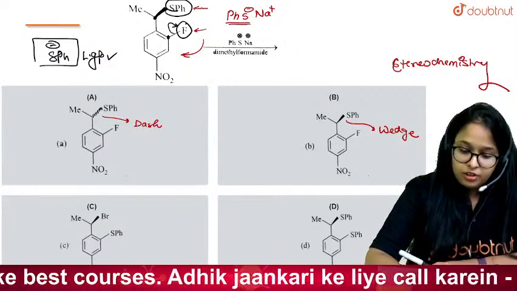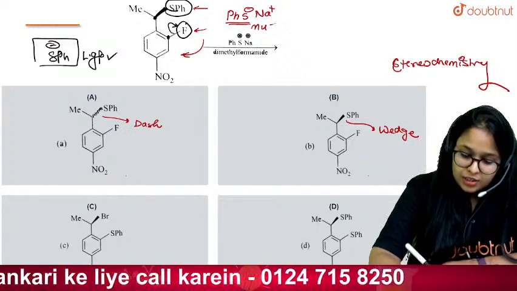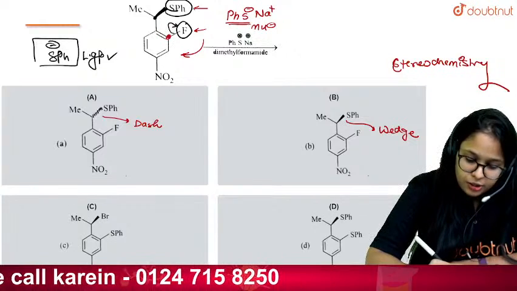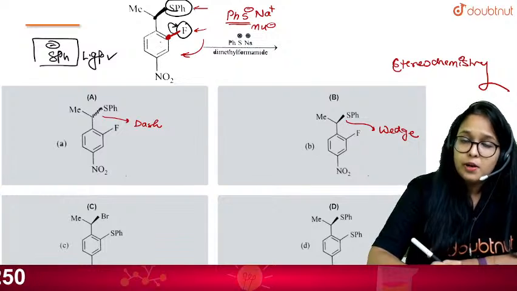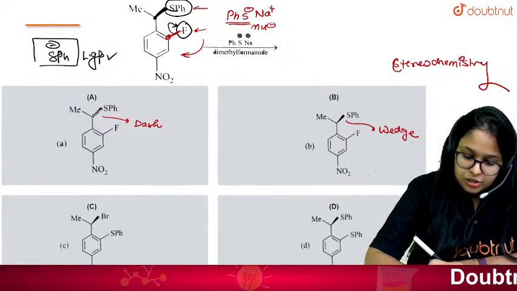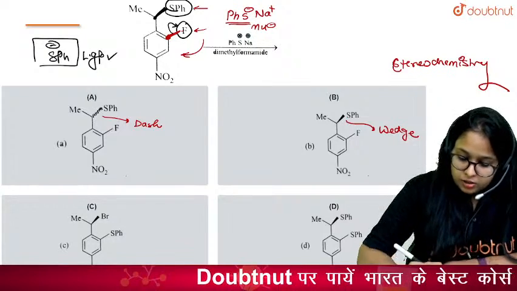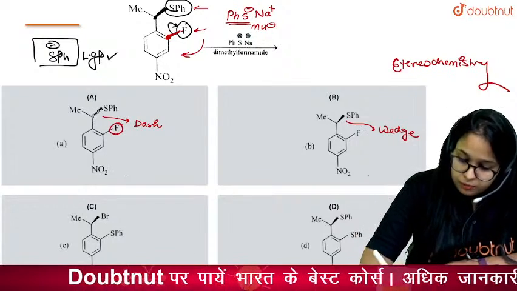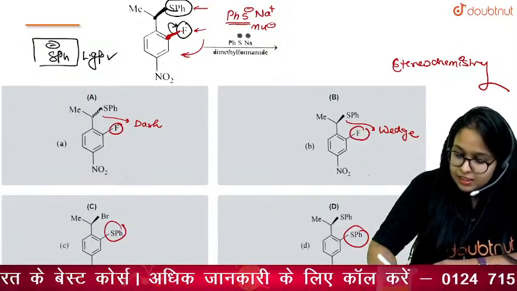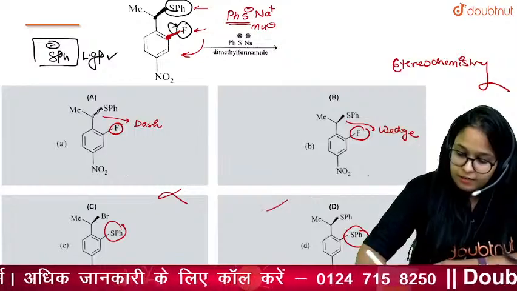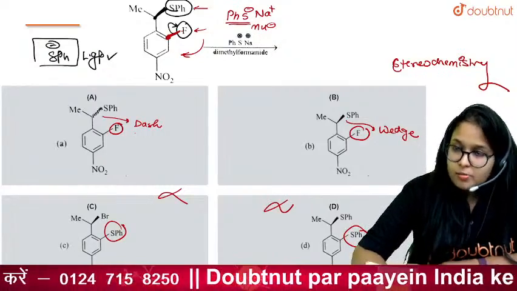We have two leaving groups. As you know, SPh, S minus Ph, acts as a nucleophile. It is difficult to show nucleophilic substitution reaction with fluorine because fluorine is directly attached to the benzene carbon and it has a stronger bond. So fluorine won't be replaced. Now B, C and D cannot be the option because they have replaced fluorine, which is not possible. Either the option is A or B.